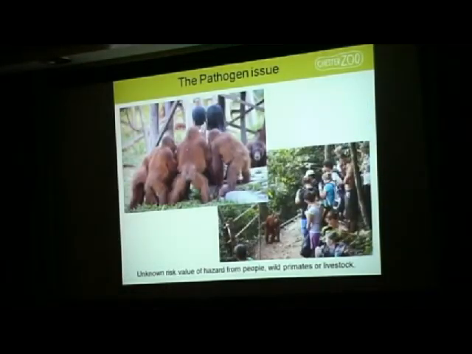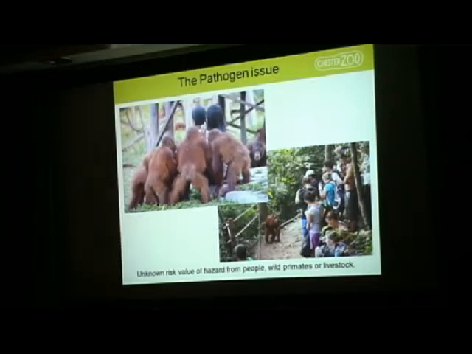There's also, I know we touched briefly this morning on ecotourism, the issue of, with the people in this area, their connection with the wild primates and also with livestock in the local area. What were the risk factors of spreading tuberculosis within these populations?